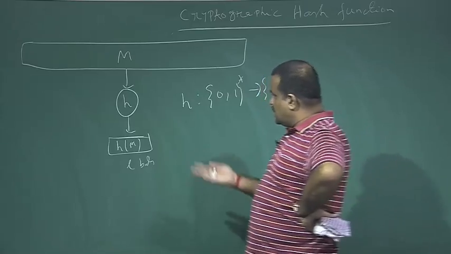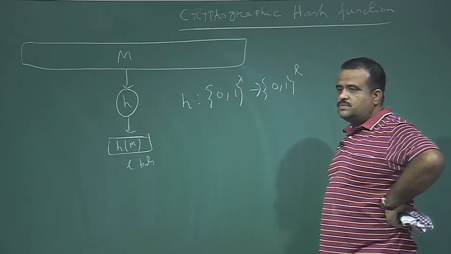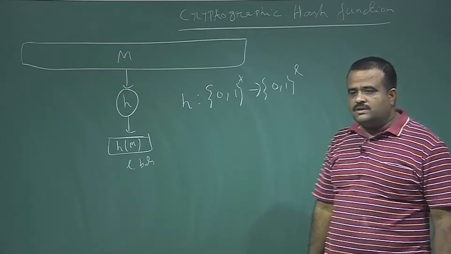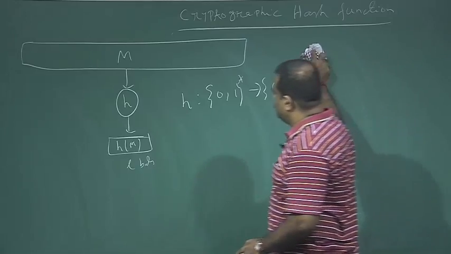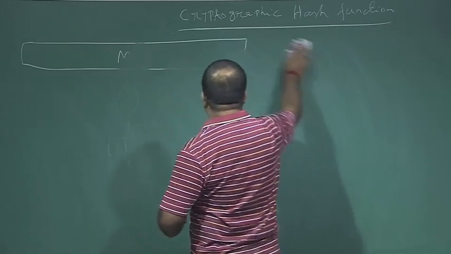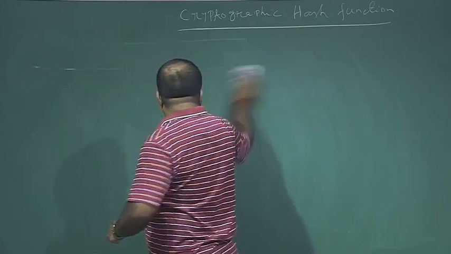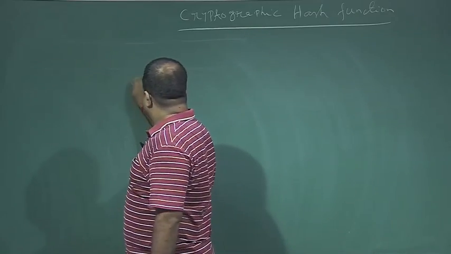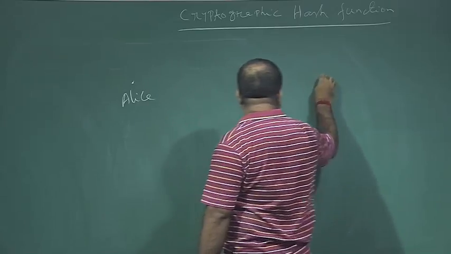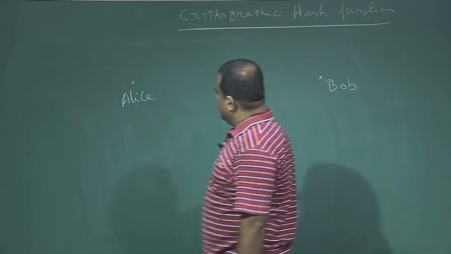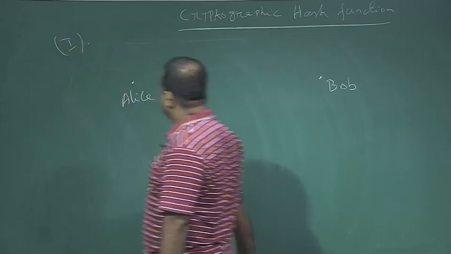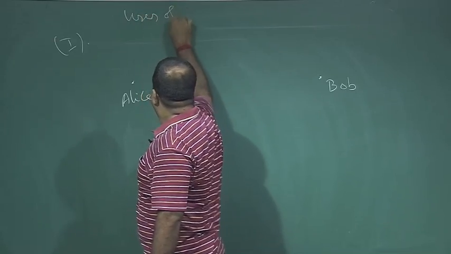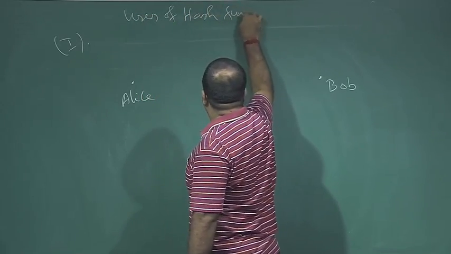Before knowing what properties this hash function should have for our cryptographic sense, we need to know what the uses of this hash function in cryptography are. Then we can decide what properties our hash function should have. Basically, a hash function is used for authentication purposes. Suppose we have two parties, Alice and Bob. This could be, say, the first use of hash functions in cryptography.